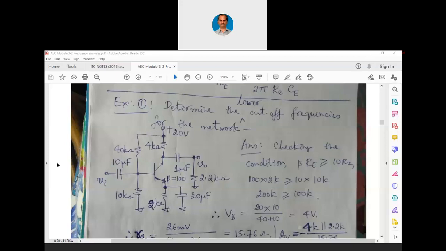I hope you have noted down. R1 and R2 are 40 kilo ohms and 10 kilo ohms. RC is 4 kilo ohms. RE is 2 kilo ohms. Then we have these capacitors, 10 microfarad, 1 microfarad, 20 microfarad, with 20 volts VCC. We have load resistance 2.2 kilo ohms, along with that, we have source resistance 1 kilo ohms also.